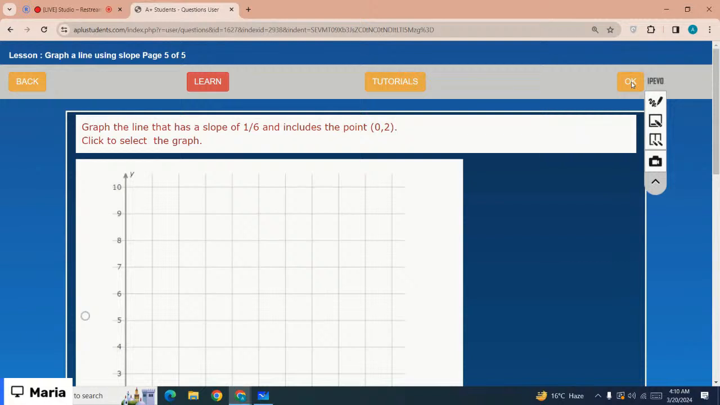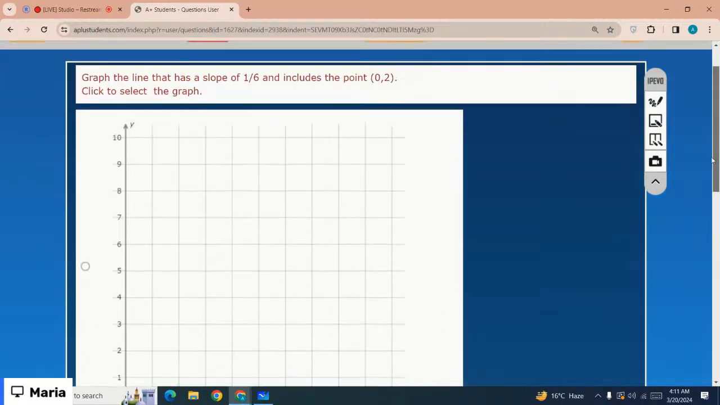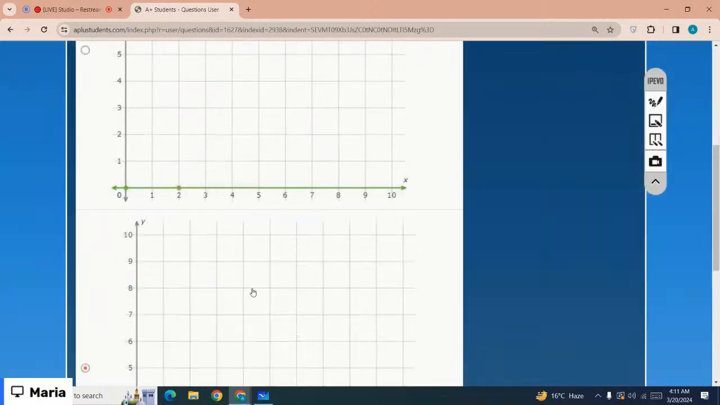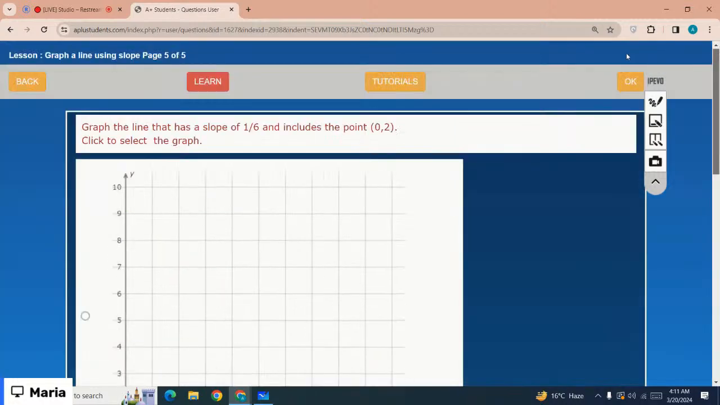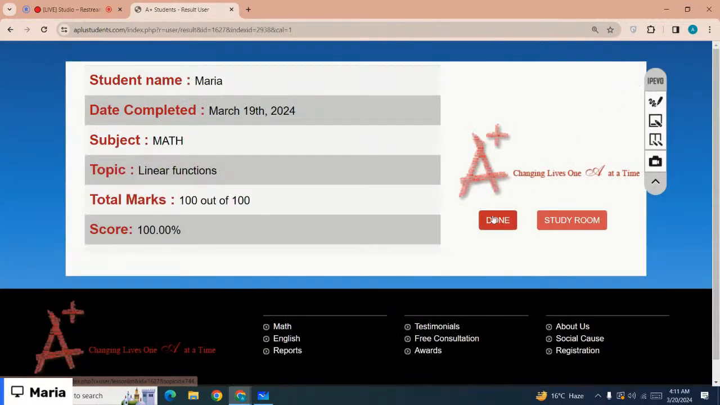Graph the line that has a slope of 1 by 6 and includes the point (0, 2). So which is the correct option? Option number 2 is the correct option, right? The correct option is option number 2. Okay, you can complete the lesson by yourself later today. Let me just move on to the next lesson.